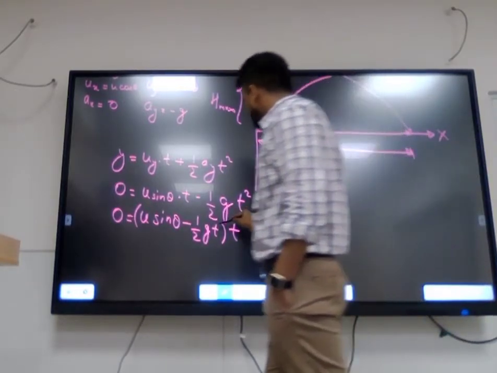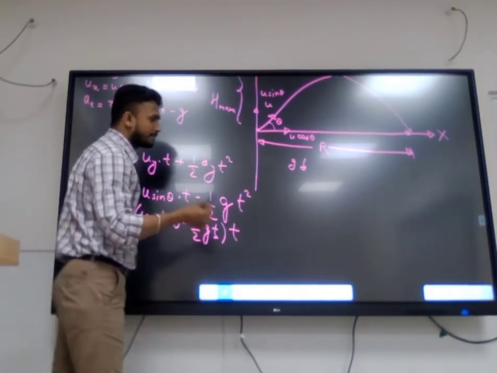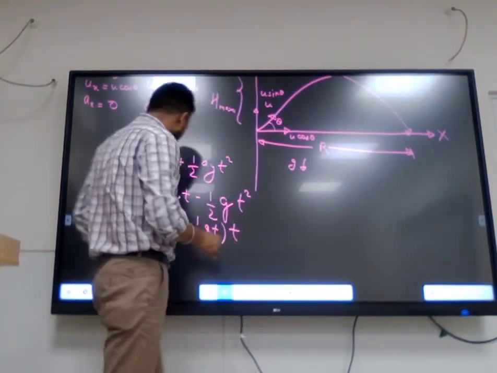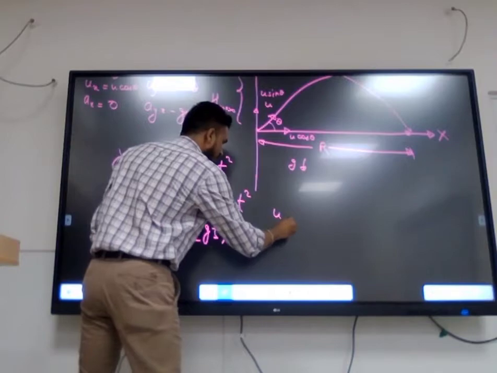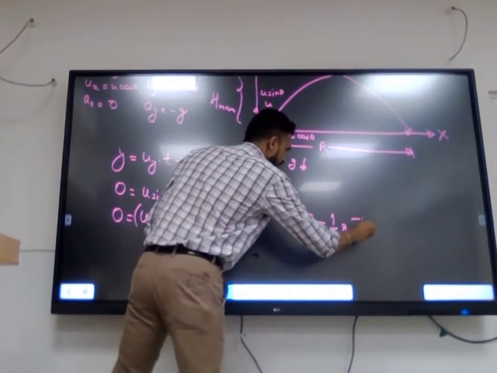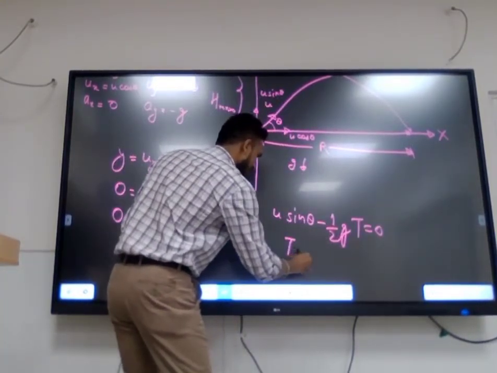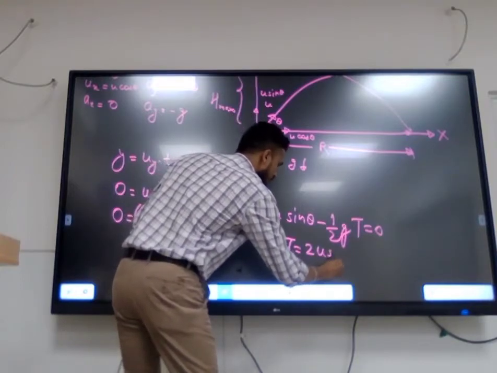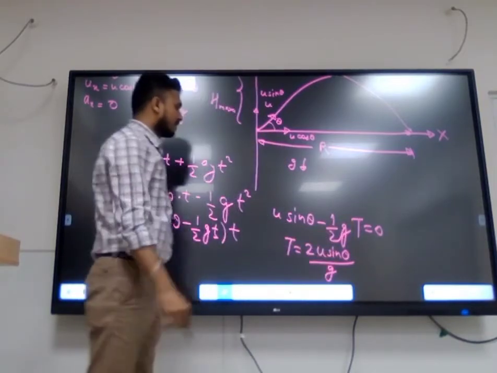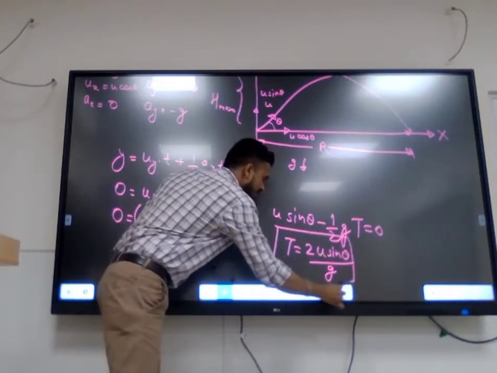If I replace this small t with the capital T, such that the capital T represents the time of flight, we can say that u sine theta minus half g capital T equals 0. So I can write time of flight equals 2u sine theta by g. After some arrangement, you will get this formula. This is the expression of time of flight.